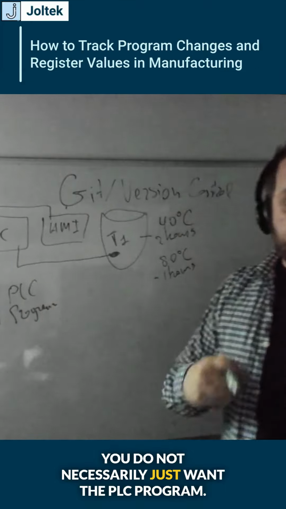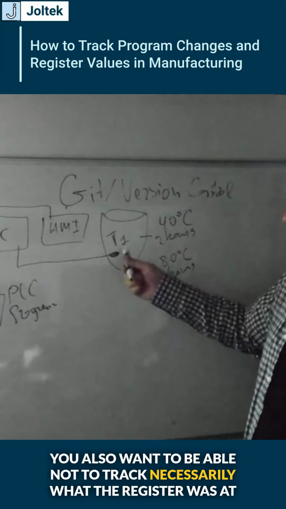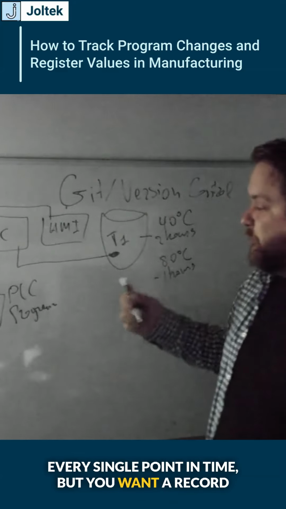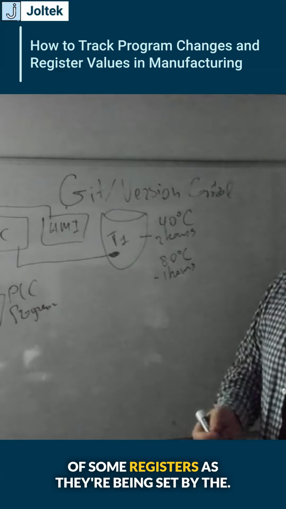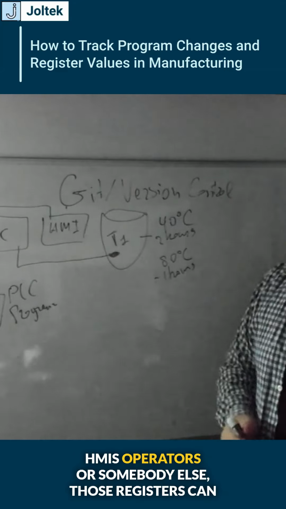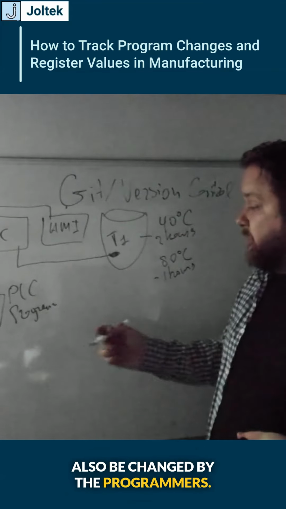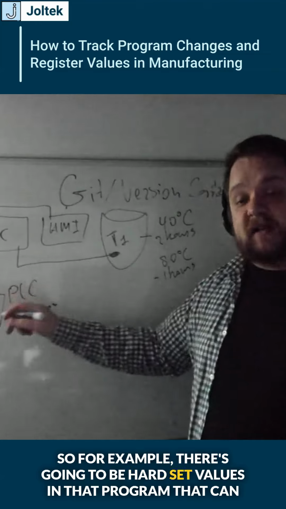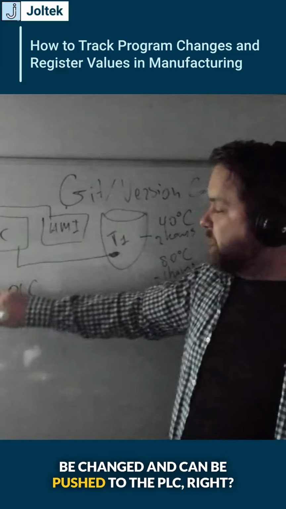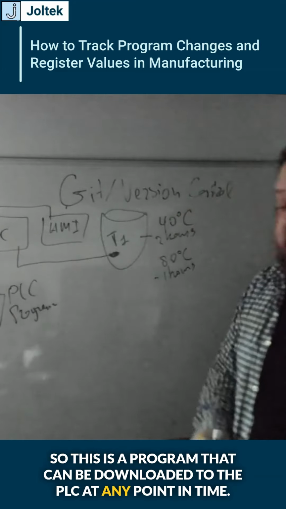You do not necessarily just want the PLC program. You also want to be able to track, not necessarily what the register was at every single point in time, but you want a record of some registers as they're being set by the HMIs, operators, or somebody else. Those registers can also be changed by the programmer. So for example, there are going to be hard set values in that program that can be changed and pushed to the PLC, right?